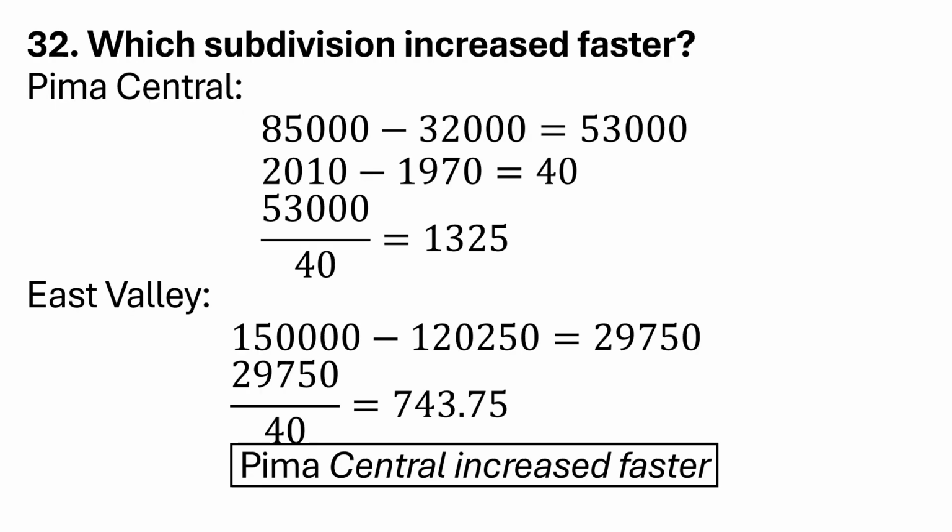For Pima Central, the value increased by $53,000 over 40 years, which is $1,325 per year. For East Valley, the value increased by $29,750 over 40 years, which is $743.75 per year. Since 1,325 is larger, Pima Central increased faster.